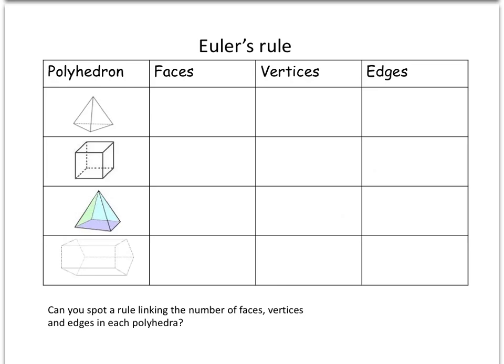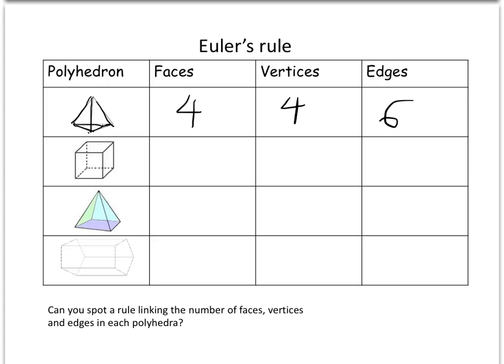And like always, you can try and do this on your own. So if you want to stop the video now, you can fill in this table. Otherwise, you can follow along with me. So this first one here, we've got 4 faces. And in terms of vertices, we've got 1 at the top there, and then 1, 2, 3 at the bottom. So we've got 4 vertices. And edges, we've got 1, 2, 3, 4, 5, 6 edges.